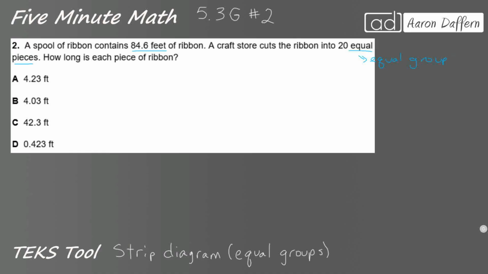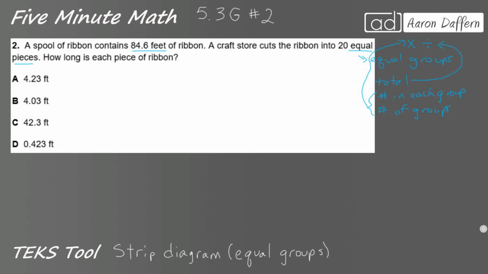So when we have an equal groups problem, it means we're either going to multiply or we're going to divide. Depends on what they give you. So there's three parts of an equal groups problem: the total, the number in each group, and then the number of groups. If they give you the total, then we're going to divide. If they do not give you the total and they want you to look for the total, they give you these two, then that means we're going to multiply.